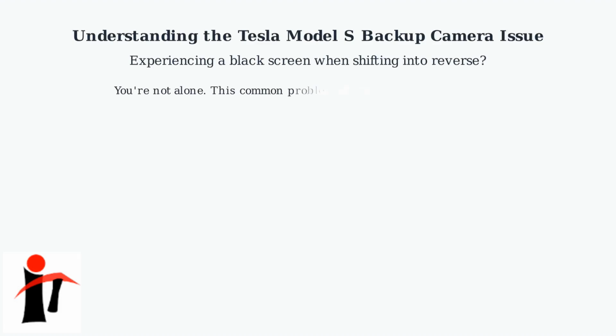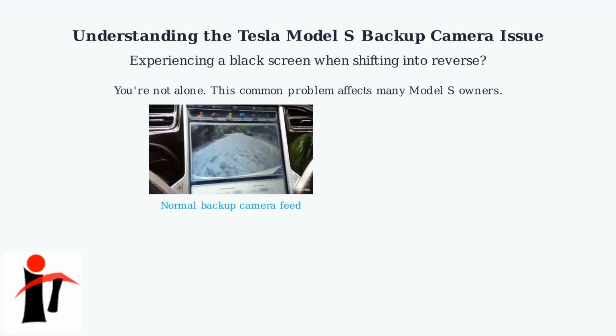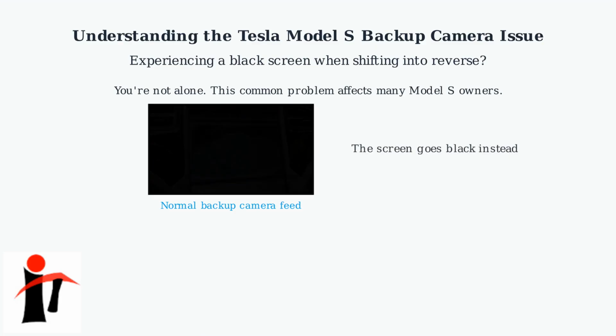Experiencing a black screen when you shift your Tesla Model S into reverse? You're not alone. This video addresses the common problem of the backup camera not working. Normally, the backup camera shows a clear view behind the vehicle on the touchscreen. But when the issue occurs, the screen remains black, making reversing difficult and unsafe.